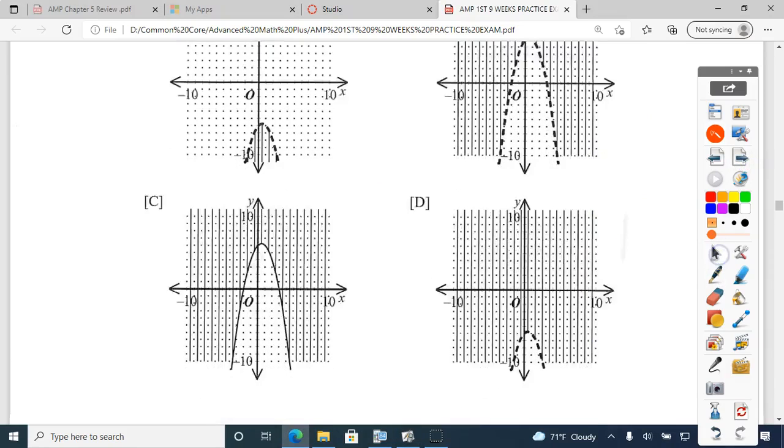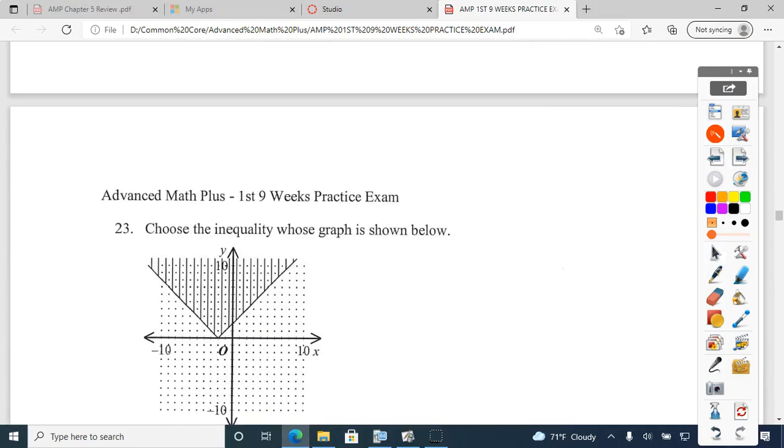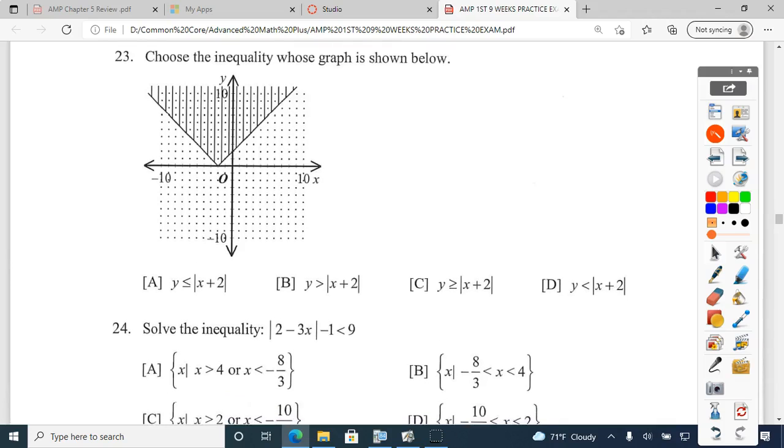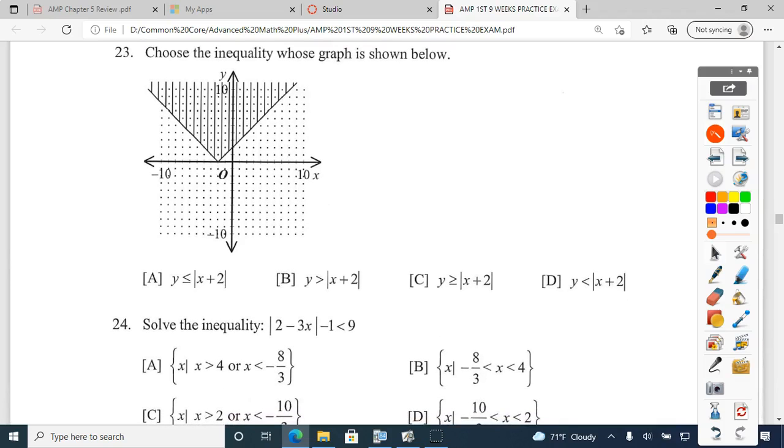23. Try this again. Choose the inequality which shows the graph shown below. All right, here we go. First off, we have a solid line. So that tells me it's got to be or equal to. So it could be A, it can't be B. It might be C, it can't be D. Again, because they do not have the line on their inequality.